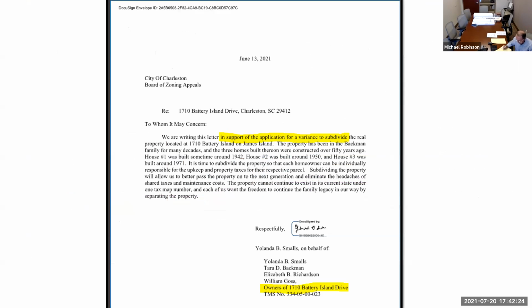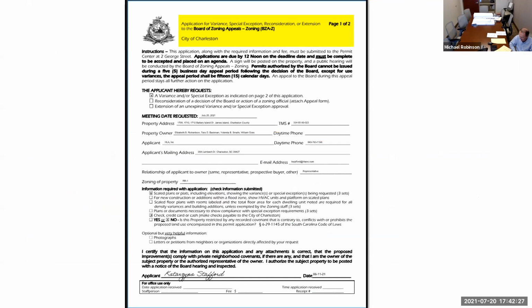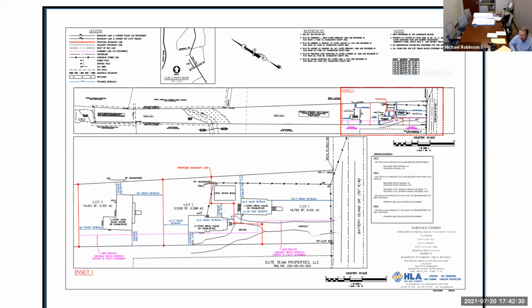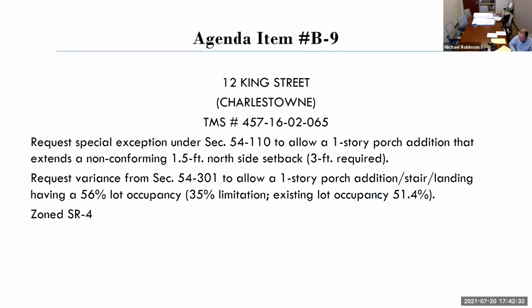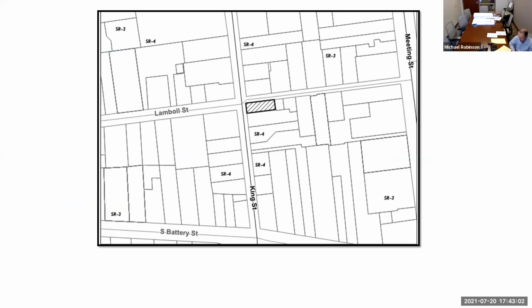Next item on the agenda is number 12 King Street. Ms. Richards will recuse from this item. Request special exception under section 54-110 to allow a one-story porch addition that extends a non-conforming 1.5 foot north side setback, 3 feet required. Request a variance from section 54-301 to allow a one-story porch addition, stair, landing, having a 56% lot occupancy, 35% limitation, existing lot occupancy 51.4, zone SR4.